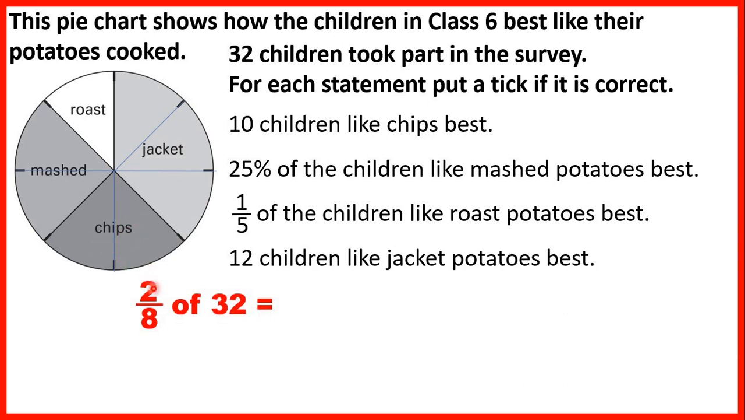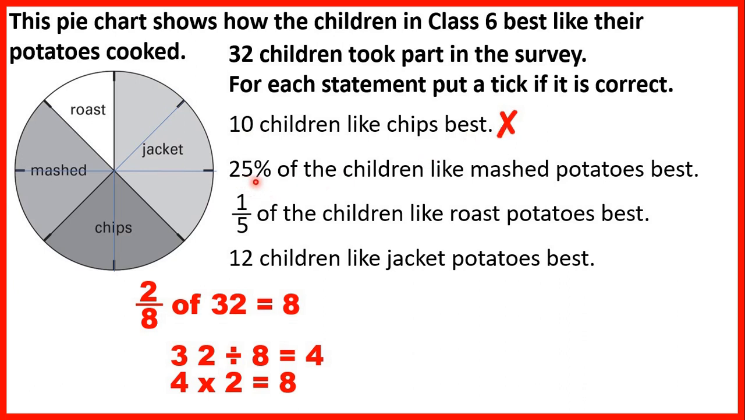the best. To find a fraction of a number, we divide by the denominator, and 32 divided by 8 is 4, and then we take that answer and multiply it by the numerator, and 4 times 2 is 8. So 2/8 of 32 is 8, not 10, so this statement is incorrect.